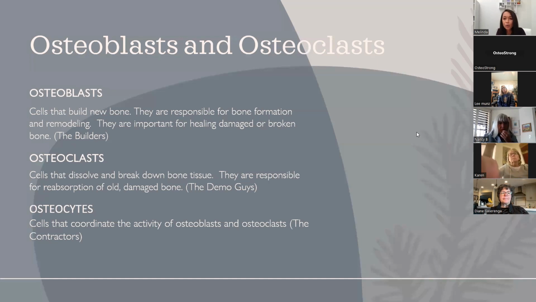Okay, so how do hormones improve bone density? First, we'll talk about the osteoblasts and the osteoclasts. So the osteoblasts are the cells that build new bone. They are responsible for bone formation and remodeling. They're important for healing damaged or broken bone. So I like to call them the builders. The osteoclasts are the cells that dissolve and break down bone tissue. They're responsible for reabsorption of old damaged bone. So I like to call them the demo guys. The osteocytes are the cells that coordinate the activity of the osteoblast and osteoclast. So they're the contractors.